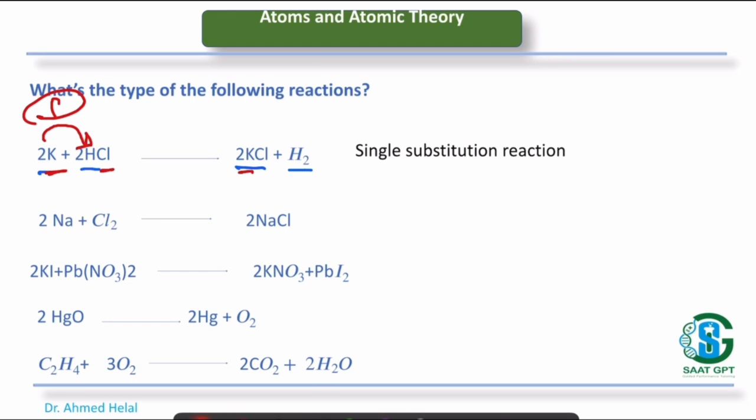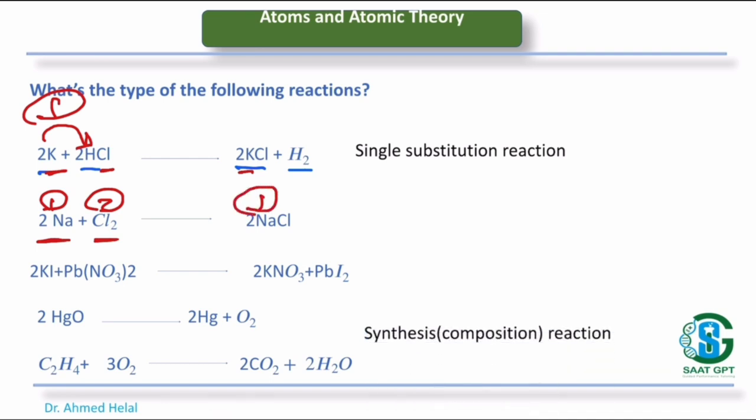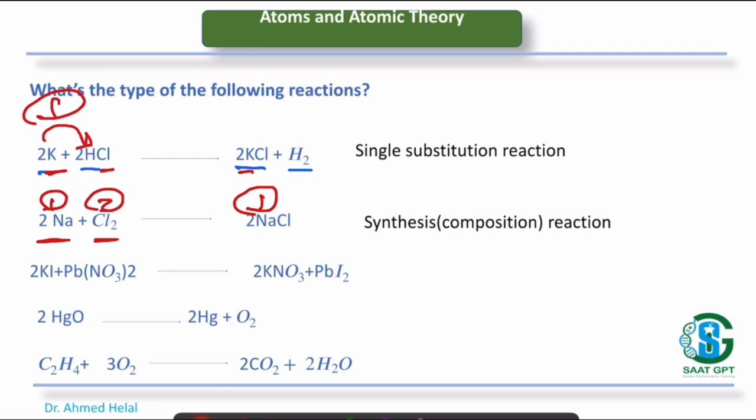The second chemical reaction is 2Na plus Cl2. How many reactants do you have? Yes. How many products? Yes. It's a kind of combination, composition, or synthesis.